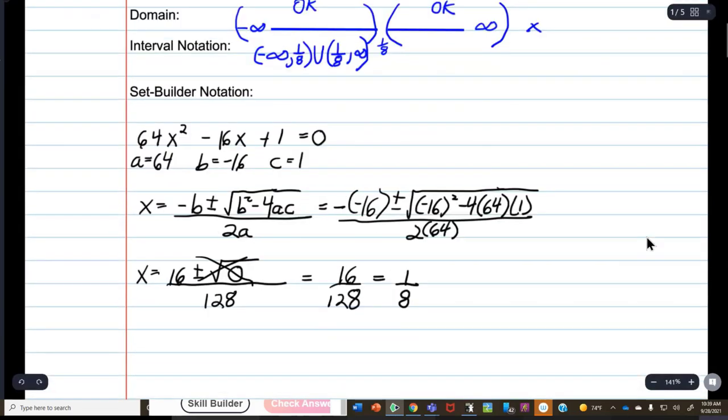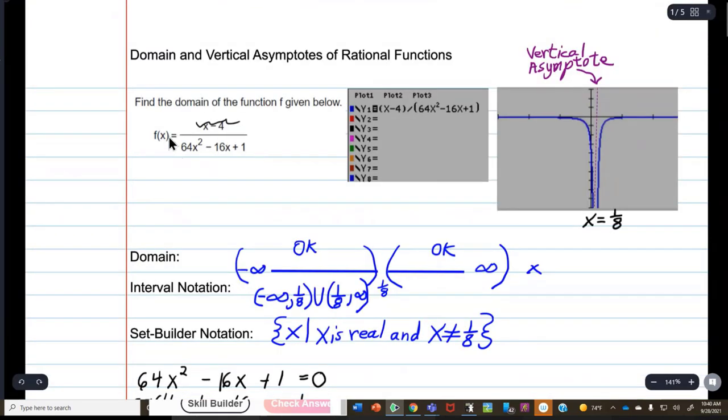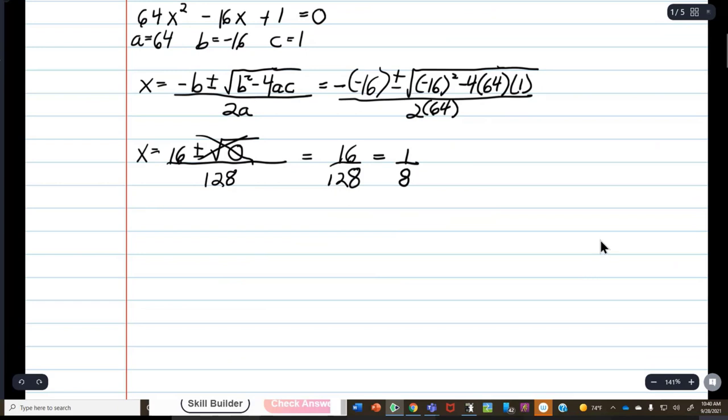Now, set builder notation. X such that X is real, and X cannot be allowed to equal 1/8. So there you go. We found the domain by looking at the denominator. We don't care what's in the numerator when we're finding the domain. This is the number that has to be taken out of the domain.